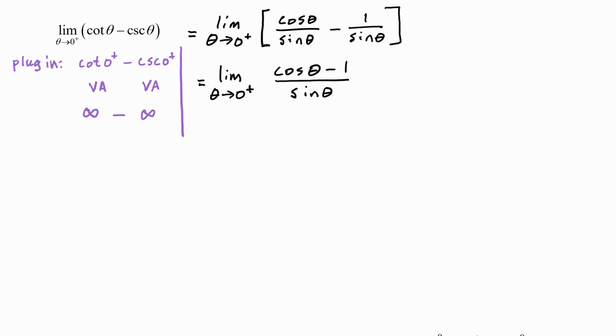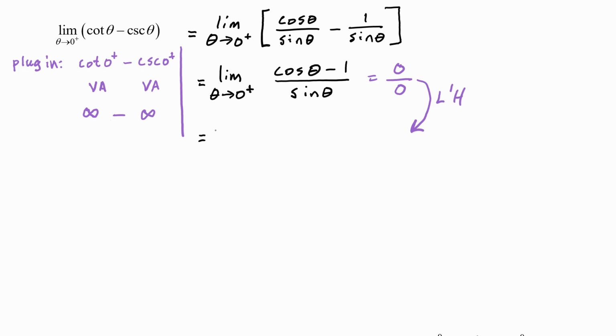Now, if we try plugging in right now, the cosine of 0 is 1. 1 minus 1, we would get 0 in the top. The sine of 0 is also 0. Now, because we have 0 over 0, we are allowed to use L'Hopital's rule.